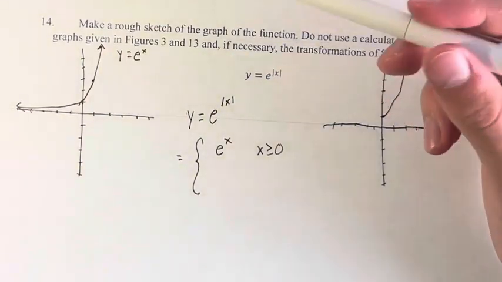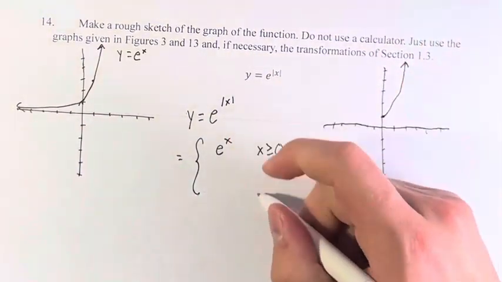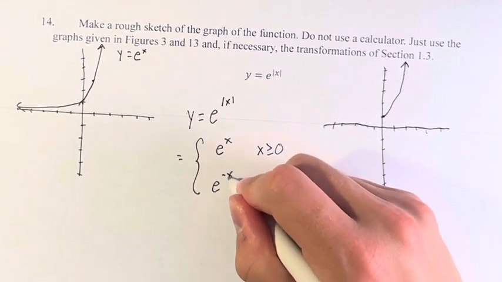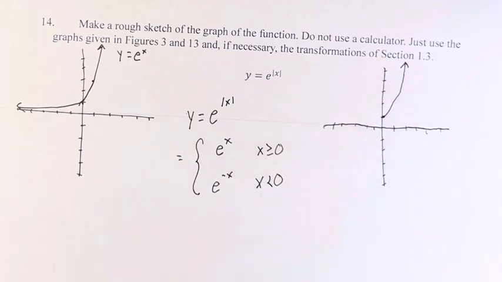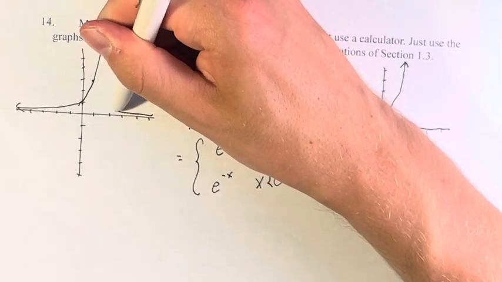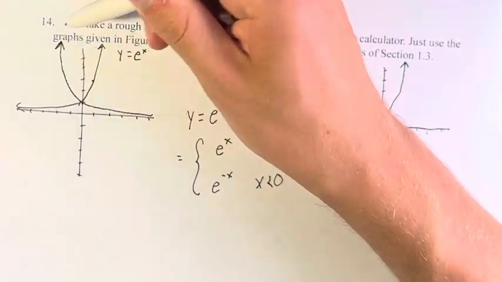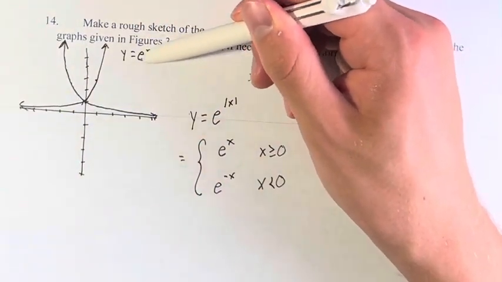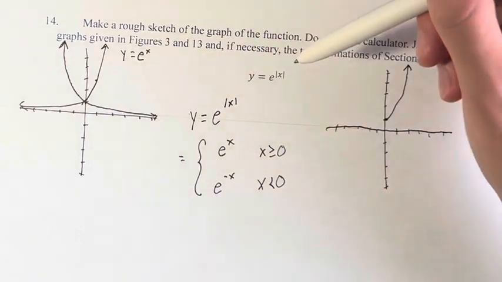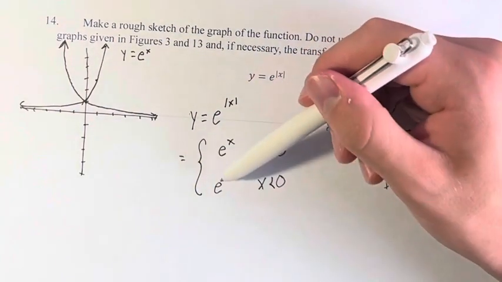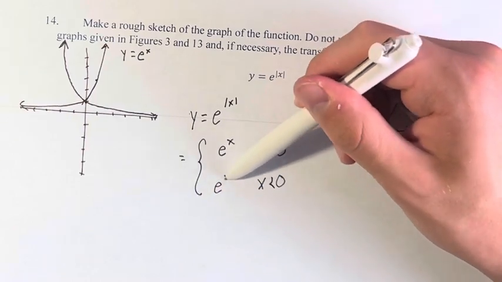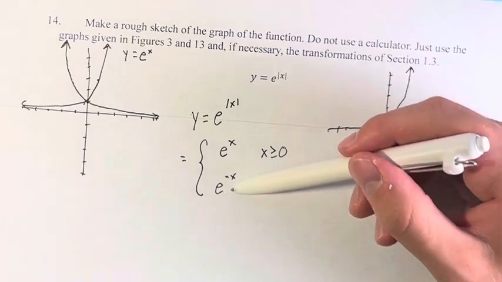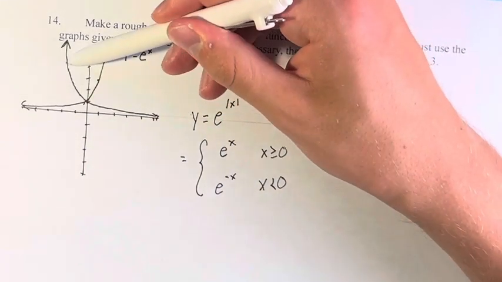If x is less than 0, then this is equal to e to the negative x. This function, e to the negative x, looks like this. It's the reflection across the y-axis of e to the x, right? Which we know from these transformations of section 1.3, a subtraction within the function means you're reflecting over the y-axis. Therefore, it follows this function when we're less than 0. So this bit right here.